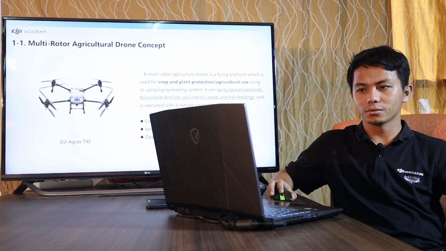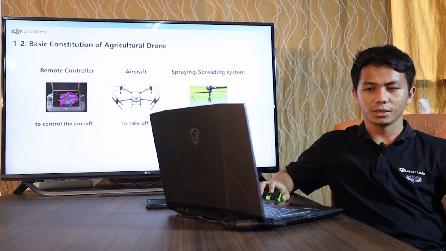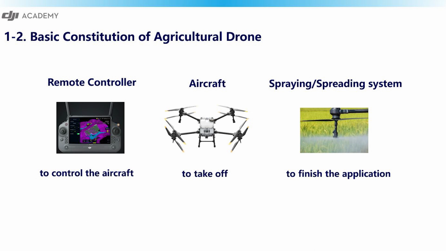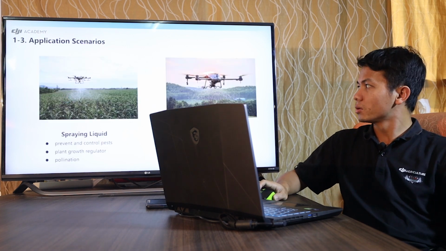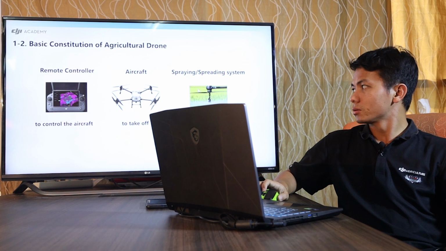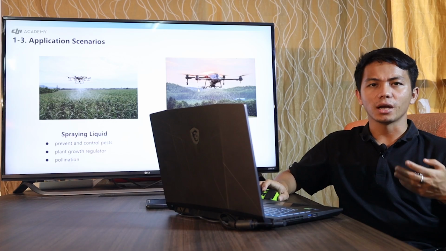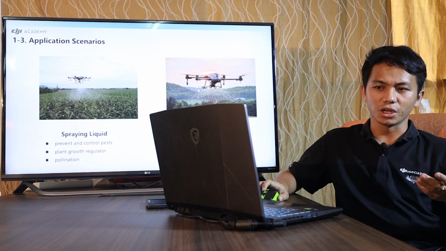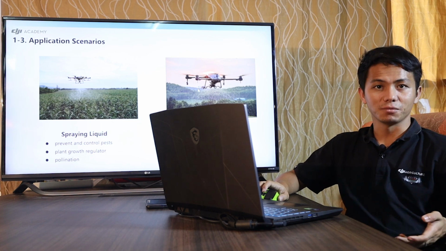So how do they work? The remote controller controls the aircraft. It flies and the spray tank or spread tank can be changed easily in 1 minute in this T40. So we have two application scenarios. For spray liquid, you can prevent and control pests, spray plant growth regulator, and use for pollination. For spreading granule, you can spread seeds, fertilizer, and fish feeds.